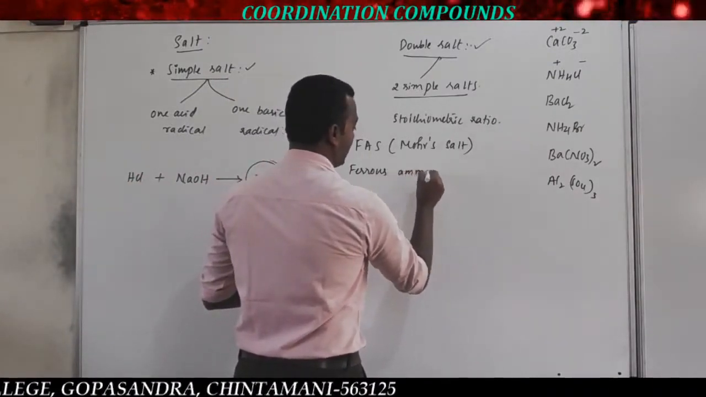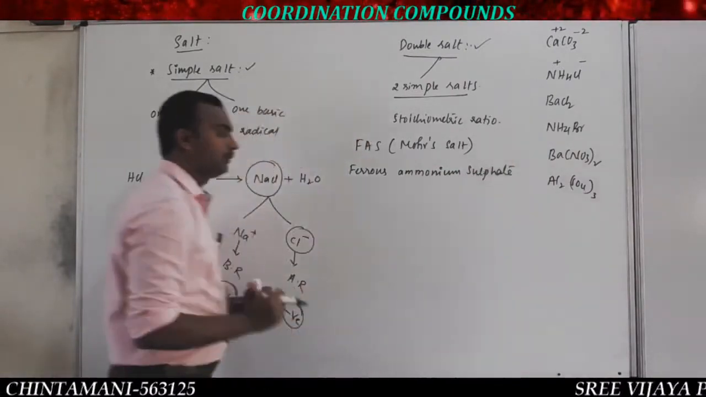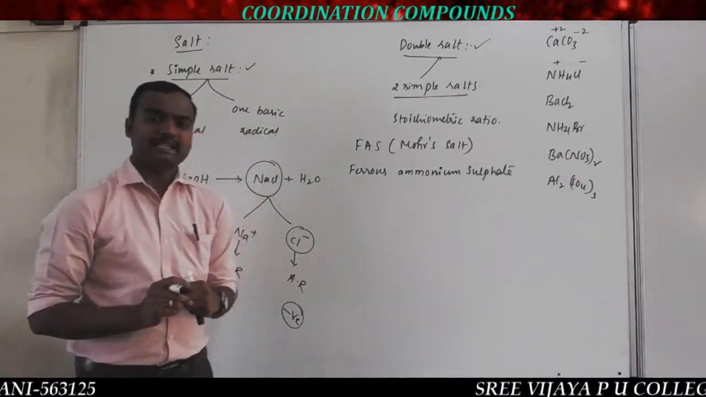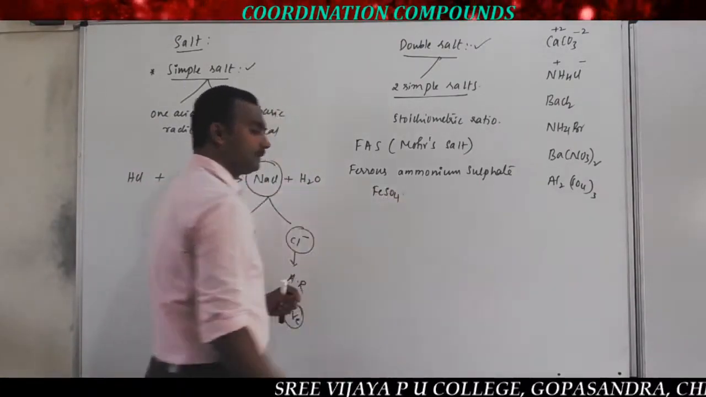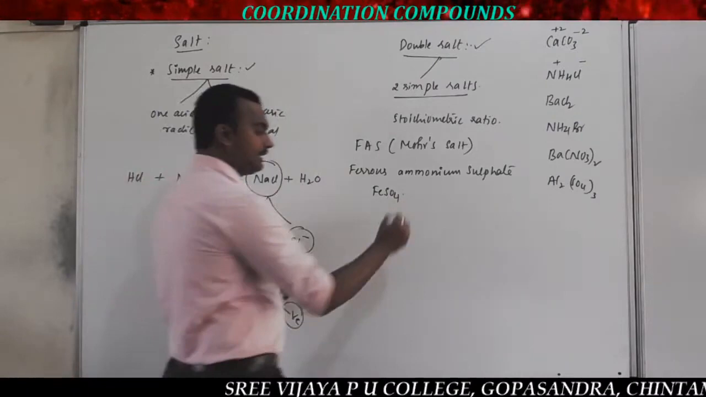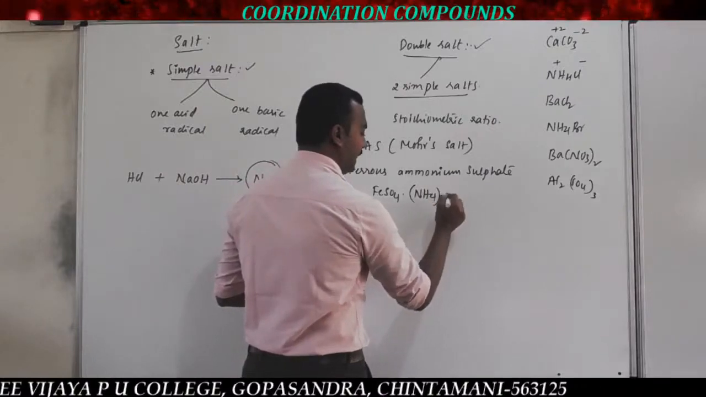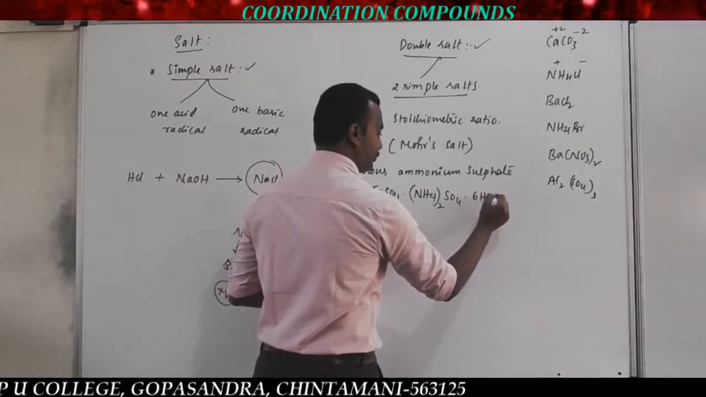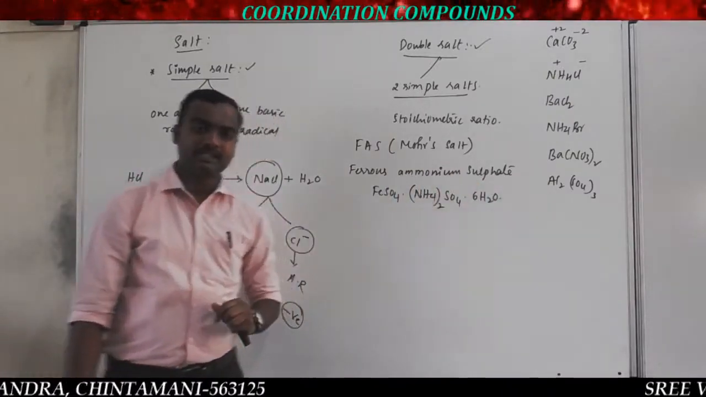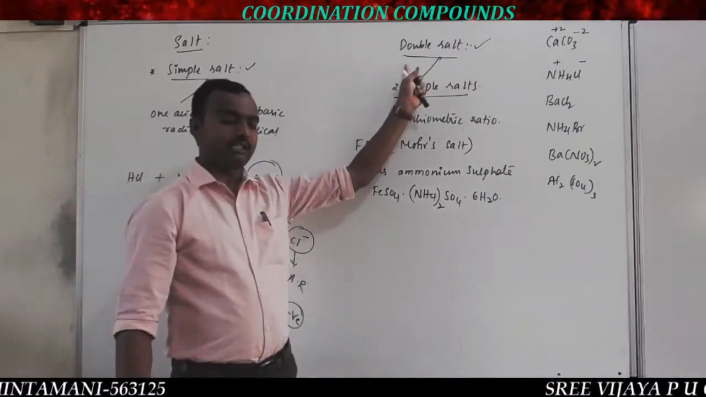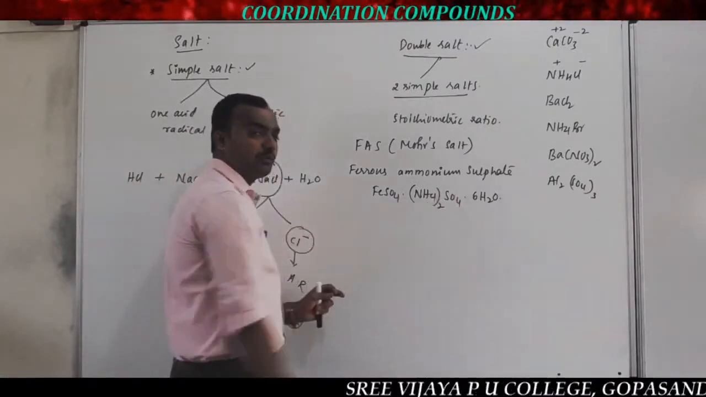Ferrous ammonium sulfate is one example of a double salt. And what is the formula for this? This consists of two simple salts. One is called ferrous sulfate and another is called ammonium sulfate. Ammonium has the charge plus, sulfate has the charge -2. So the formula is FeSO4.(NH4)2SO4.6H2O. That is the formula composition of ferrous ammonium sulfate, one of the best examples for a double salt. The simple salts present in it are ferrous sulfate and ammonium sulfate.